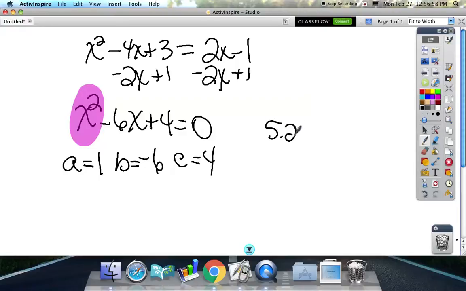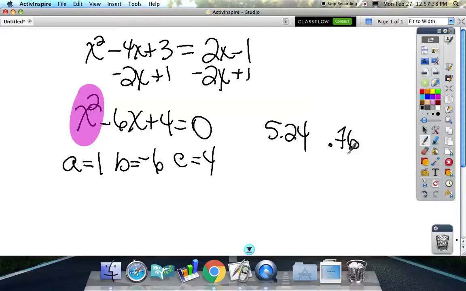So 5.24 is one answer. What will be the other one? Go up and get the -B minus. We'll go back up and change the one that you've got. Just go, don't insert, don't delete. Just put minus right there. Press enter. Okay, 0.76. That's your other answer. Okay. All right.